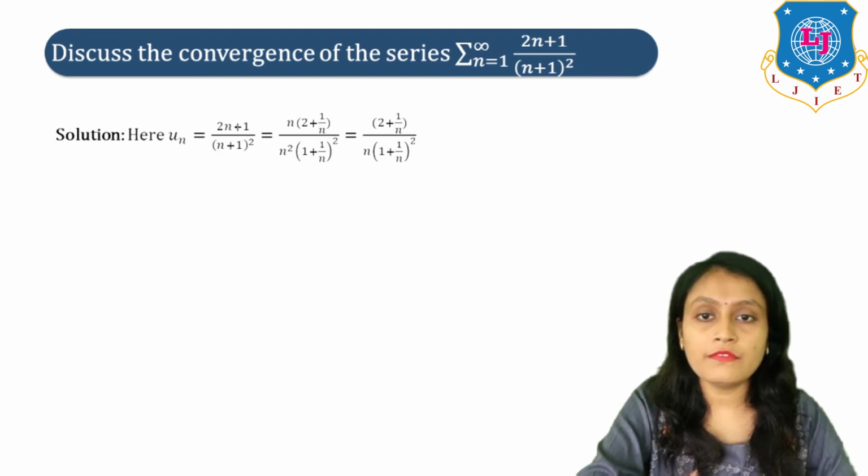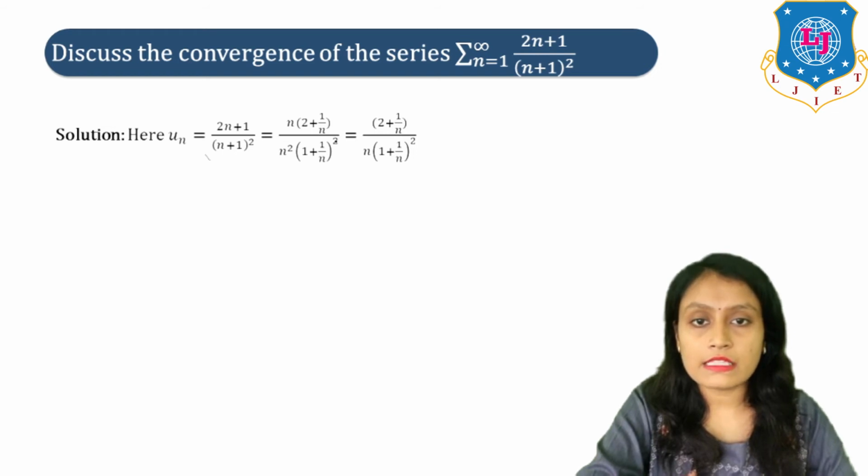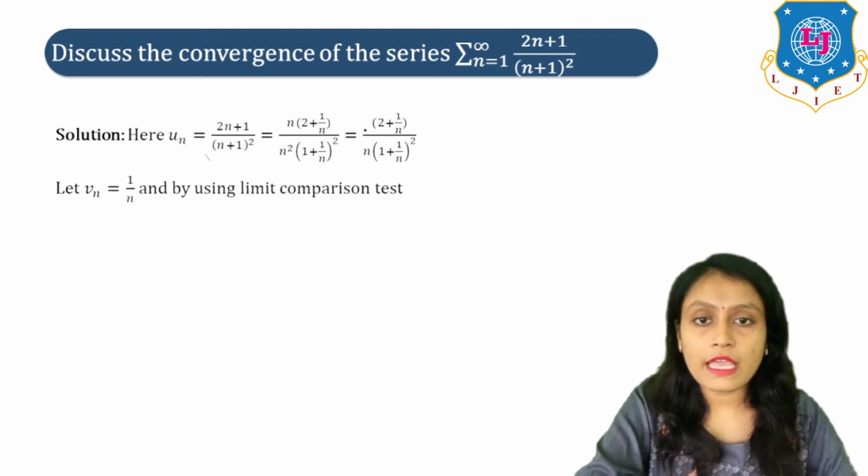So from the numerator we have n, so we will take n common, so you will get 2 plus 1 upon n. From the denominator we will again take n common, but it will come out as n square, and here we have 1 plus 1 upon n whole square. One n will get cancelled, so what remains is this, right? Now we have to suppose vn. So we will suppose vn as 1 upon n from this, right? So vn is 1 upon n.